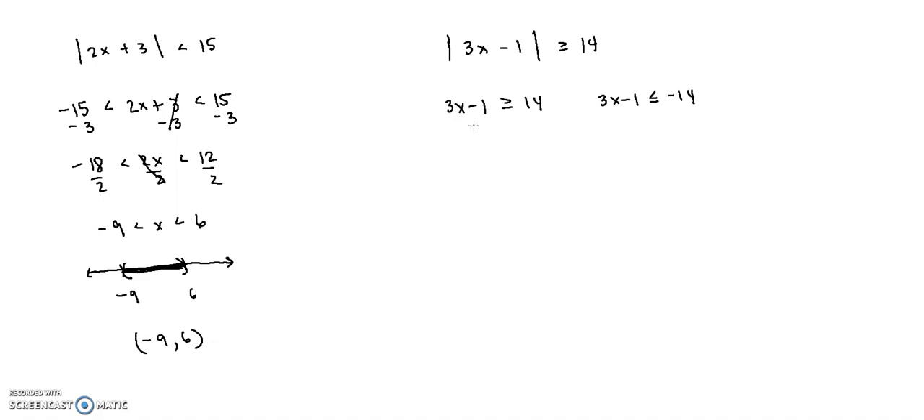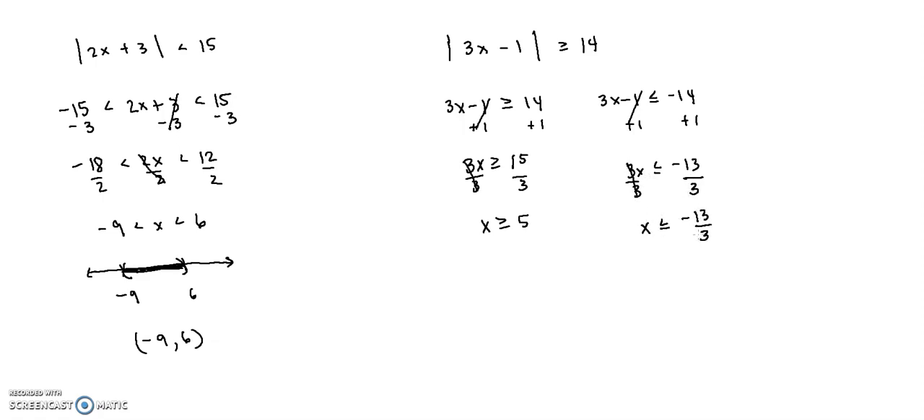Okay, now let's solve this. So we're going to add 1 to both sides and get 15, and then we're going to do the opposite. So we're going to divide by 3, and we're going to get x greater than or equal to 5. Okay, we're going to do similar over here. We're going to add 1 to both sides. We're going to get 3x less than or equal to negative 13. Divide by 3, and we get a fraction for this one, x less than or equal to negative 13 thirds.